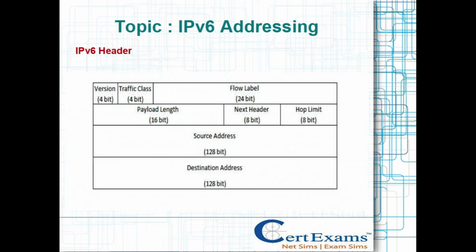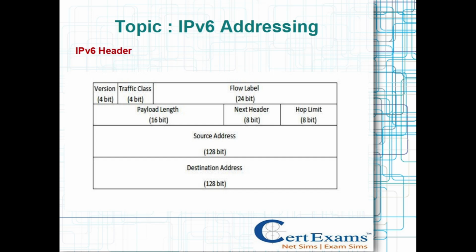IPv6 header contains the following things. Version: this field contains the version of the IP used in the packet. It is 4 bits in IP version 6. Traffic class: this is an 8-bit field determining the packet priority. Priority values subdivide into ranges: traffic where the source provides congestion control and non-congestion control traffic.